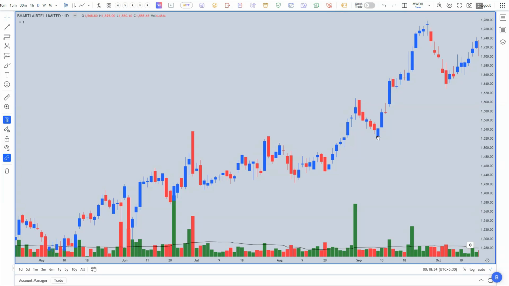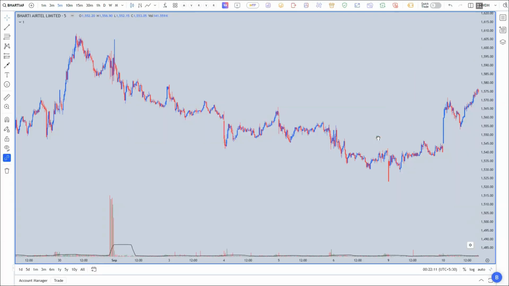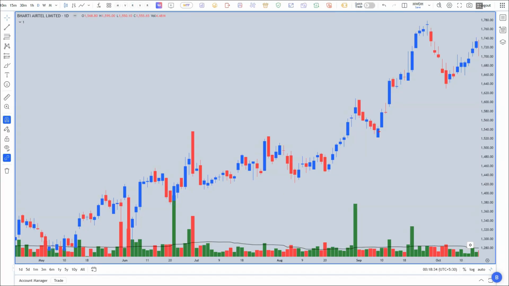But if you go to a lower time frame, like a 5-minute time frame, look, it was a complete downtrend, right? And this downtrend's reversal point is where you're looking for an opportunity to capture this move. The end of this downtrend on a lower time frame is where you're looking for the opportunity to capture the further momentum.